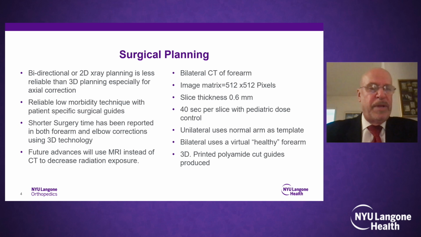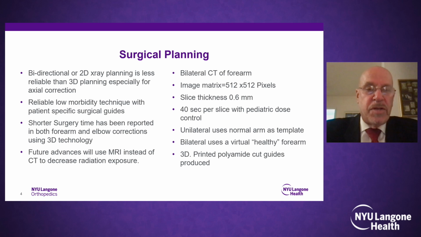So for the surgical planning of these things, if you just use a 2D X-ray, planning is less reliable than using a 3D plan, especially for any axial correction. There are studies that now show that using this 3D technology will give you a lower morbidity, as well as patient-specific surgical guides that make it easier to do. Studies have shown that the surgery time is shorter for both forearm and even elbow corrections using this 3D technology.